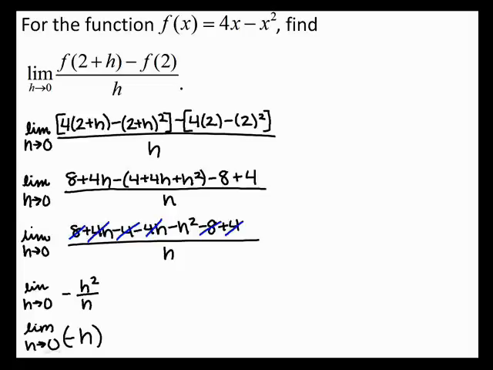Substitute 0 in for h. The limit of f of 2 plus h minus f of 2 divided by h as h approaches 0 is equal to 0.